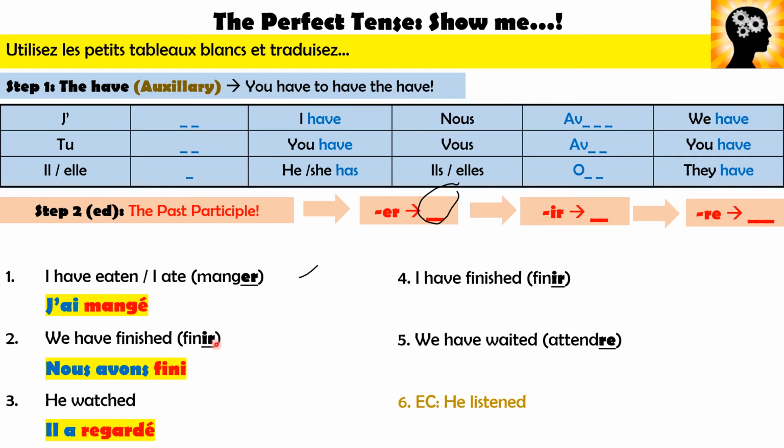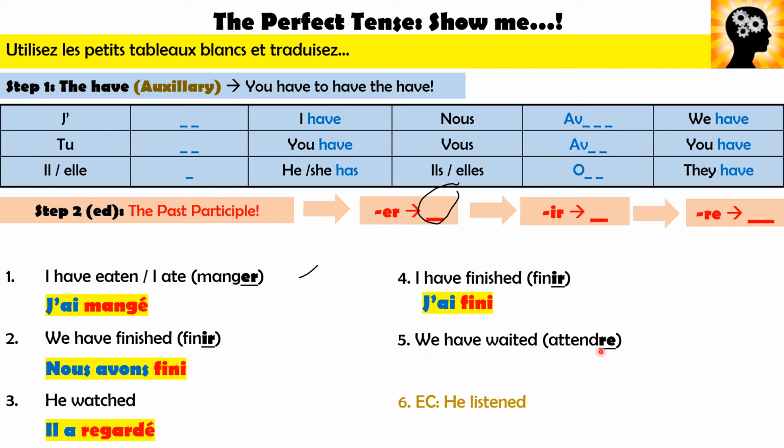Now, we've seen finir before. This time it's I have finished. So, step number 1, you have to have the have. I have is j'ai, and then the IR changes to an I to put it into the past tense. Donc, c'est j'ai fini. Alright, guys.